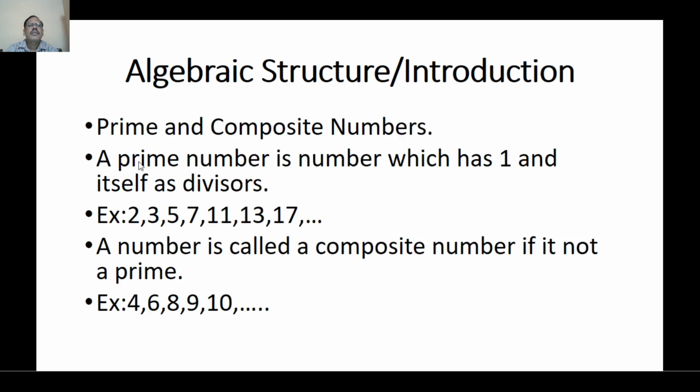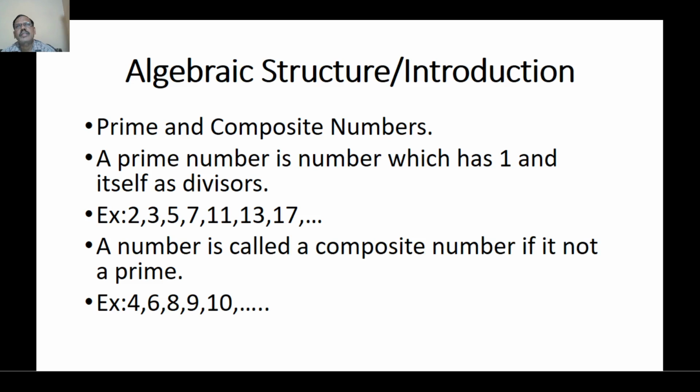The prime and composite numbers. What are prime numbers and what are composite numbers? So consider 7. The divisors of 7 are 1 and 7 itself. That we call a prime number. Take 5. The divisors of 5 are 1 and 5. It is a prime number. 7 is a prime number because the divisors are 1 and 7, 1 and 5, etc.